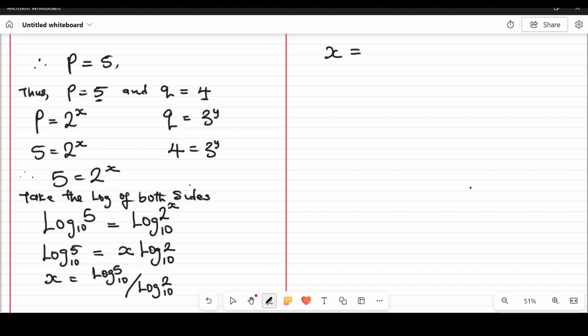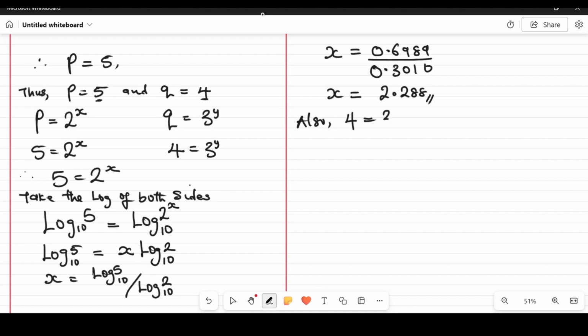Now, if we use our logarithm table, log 5 to base 10 is equal to 0.6989 and log 2 to base 10 is equal to 0.3010. So therefore x is equal to 2.288.